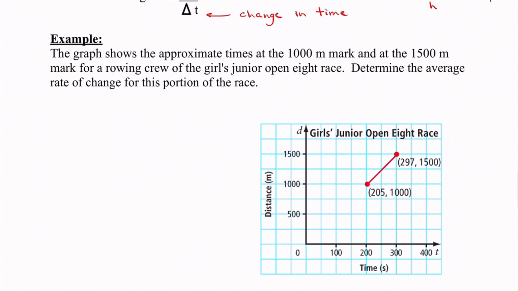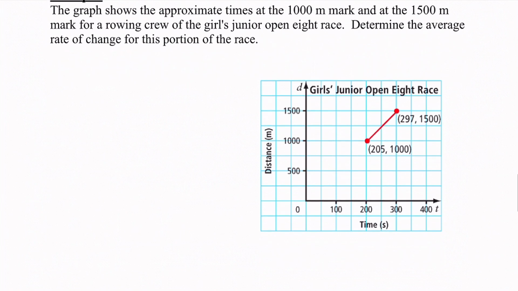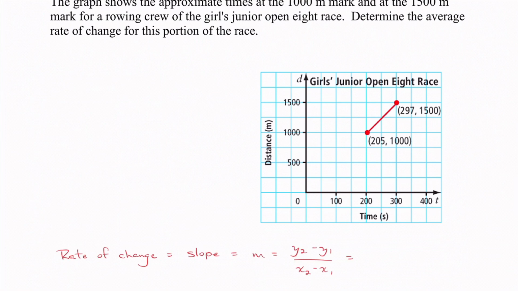It says the graph shows the approximate times at the 1,000 meter mark and at the 1,500 meter mark. So that is right here and right here. So this is 1,000 meters. We went up 1,000 meters, and that took us 205, and this is seconds. And then at the 1,500 meter mark, we're right here, and that was at 297, again, seconds. So what it's asking us to do, it says determine the average rate of change for this portion of the race. So we're going to have to start with the rate of change, and all the rate of change is slope.